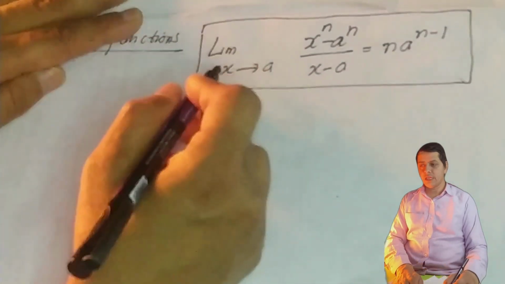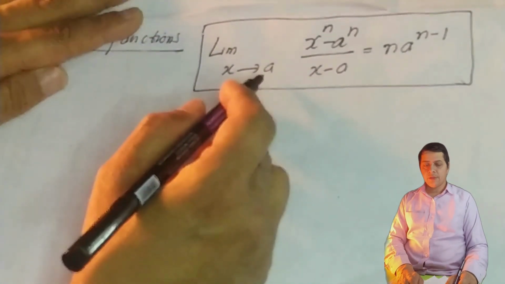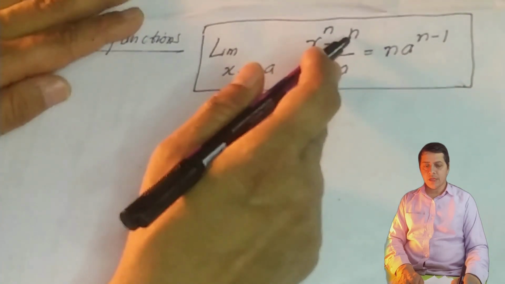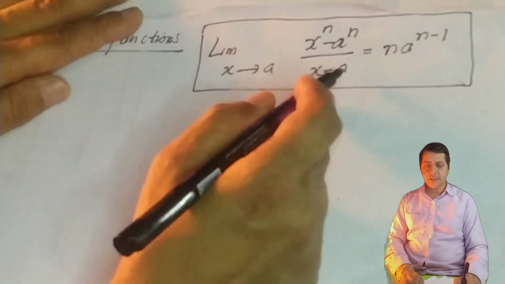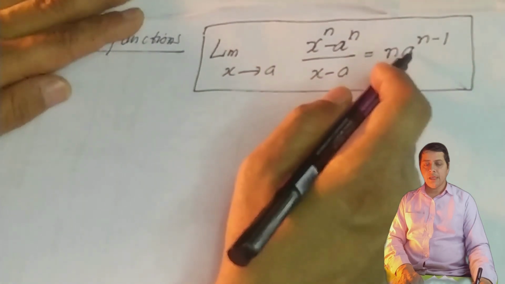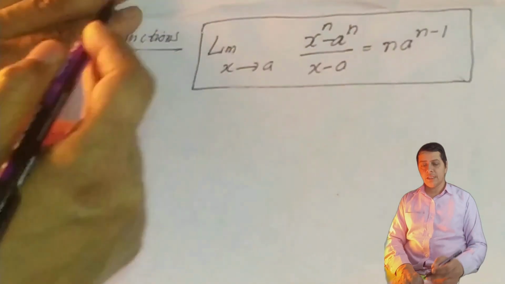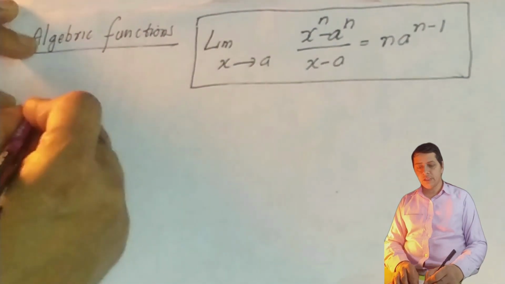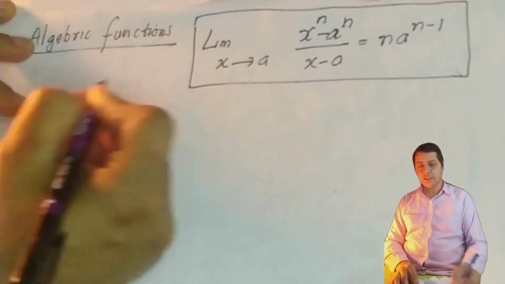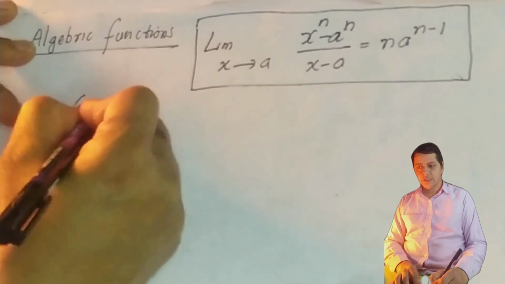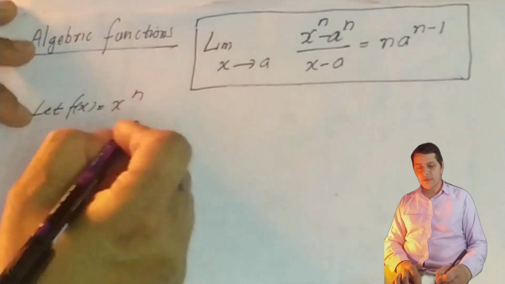In the limit when x tends to a, x to the power of n minus a to the power of n by x minus a is equal to n a to the power of n minus 1. This is very important. We had left this one earlier. How do we get this? Let's say f x is equal to x to the power of n.